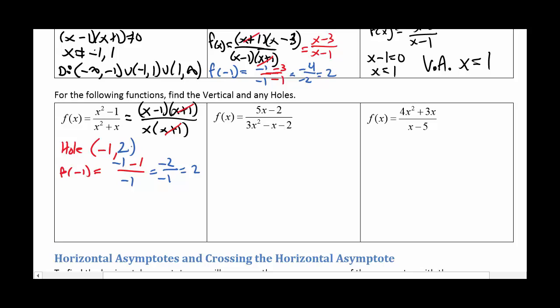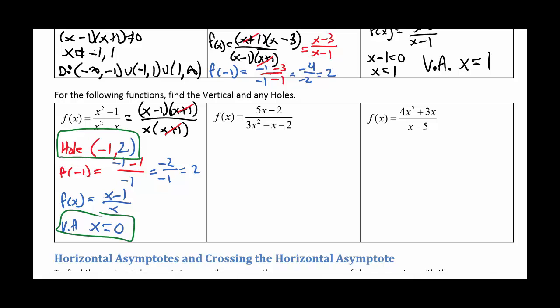Then let's look at my reduced form here, which is x minus 1 over x. So the VA would be where the denominator equals 0. So in this case, the VA happens to be 0. So we have a hole there and a VA there.